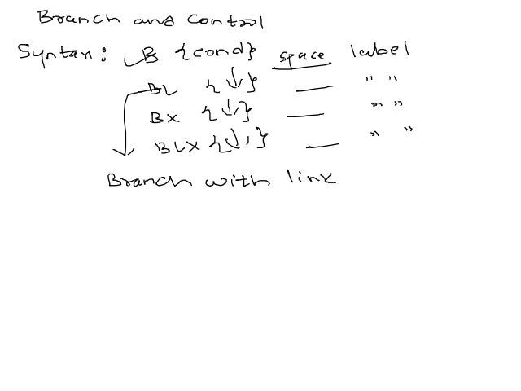Similarly, BX stands for branch indirect. BLX stands for branch indirect with link. Then condition is an optional condition, and label is any label you want to give. If you consider the BX here, only for BX and BLX we need to use registers instead of the label. So not a label, we need to use the registers.